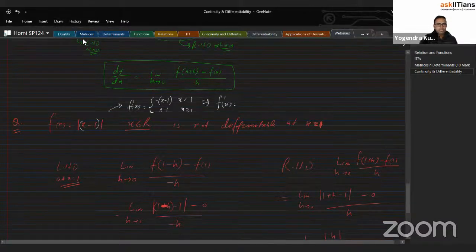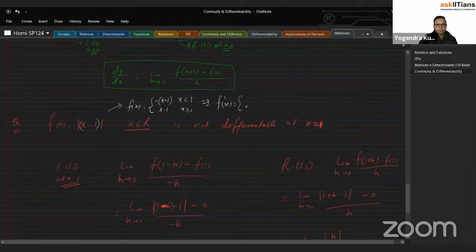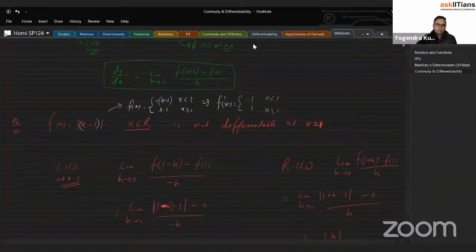Derivative. For individual part, it is becoming what? For this part, if I differentiate, what will I get? Minus 1 for x less than 1. And for this part, it is coming 1 for x greater than or equal to 1. That's it, right? Okay. Simple or not?